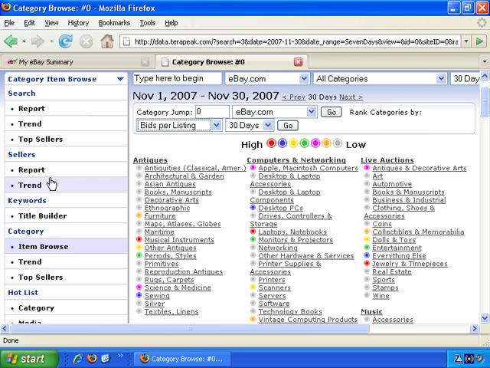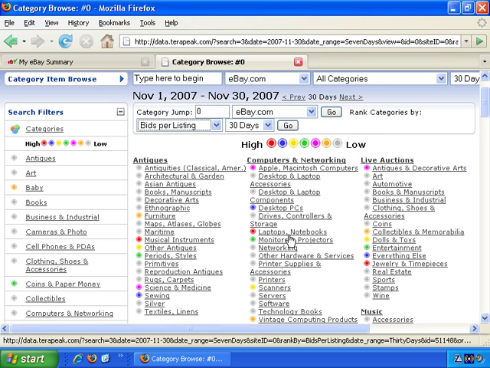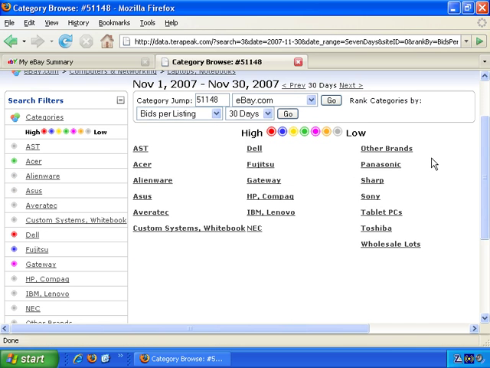Okay, we're still just looking at the category submenu Item Browse. Let's dig a little deeper now and click on a hot category, laptops and notebooks. And now we're getting into deeper subcategories, and it tells you here which are the hot ones, the high value ones, in this case bids per listing, but again you can change that if you wish.